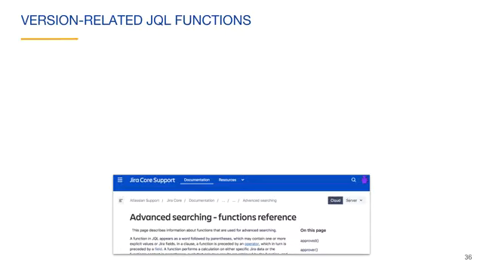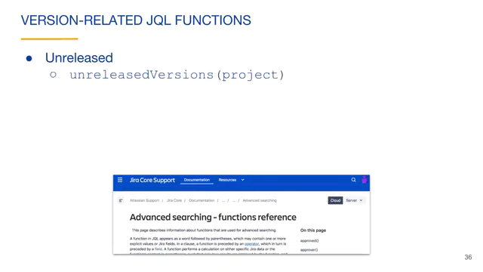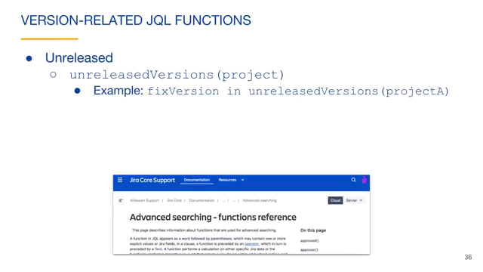Here are the version-related JQL functions. You can find these in the Advanced Searching Functions reference. There are 2 functions related to unreleased versions. The first is the unreleased versions function. The project argument is optional. If you don't pass a project name, the function applies to issues of all projects of the Jira account. As an example, this query searches for all issues in the Project A project that are in any unreleased versions.